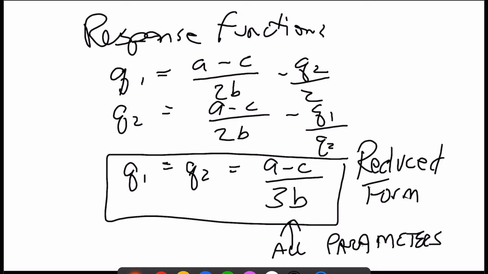But the problem with that is that each one can gain a little at the other's expense if it doesn't follow that rule. So we could take this reduced form equation, figure out what Q1 and Q2 are, then go back to the other equations and figure out what the price should be.